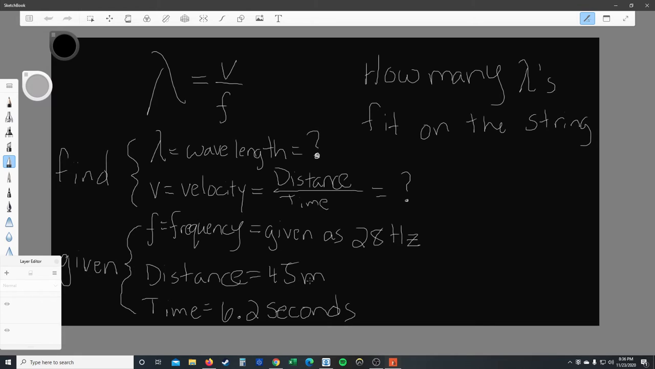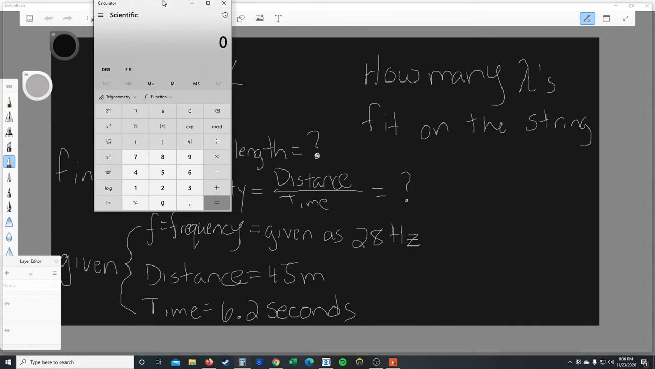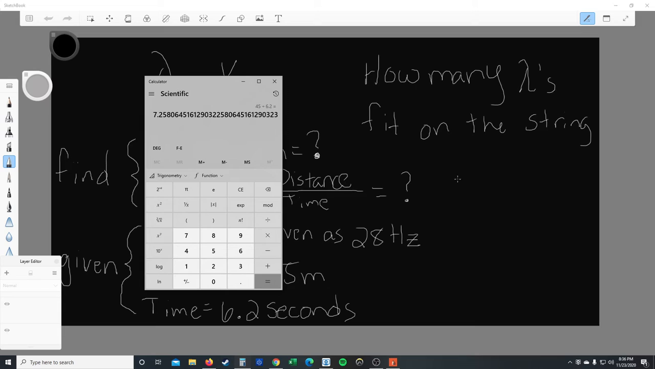So we have 45 meters, and we have 6.2 seconds. If you take out your calculator, you have 45 divided by 6.2. So your velocity would be about 7.26 meters per second. So we'll write that down here.